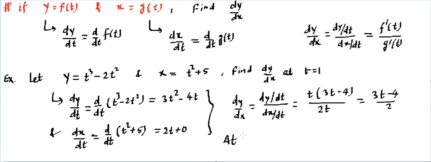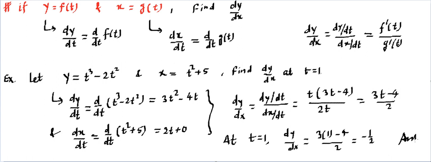So we will say at t equal to 1, dy by dx will be equal to, now you just place t equal to 1, so it's going to be 3 into 1 minus 4 divided by 2. So that's going to be 3 minus 4, that's minus 1, so minus 1 by 2 will become your answer. Making sense? So if this kind of questions are coming, that means one variable is dependent on another, then another variable is also there. So we can differentiate them separately, and we can use this rule to find the dy by dx, or differentiation of one with respect to another.